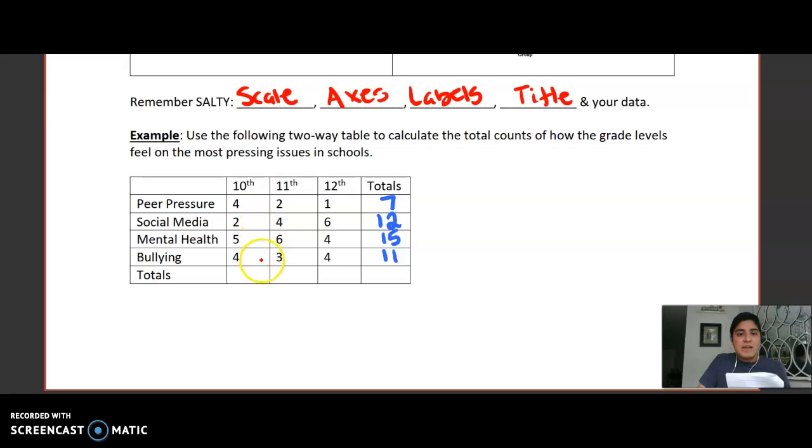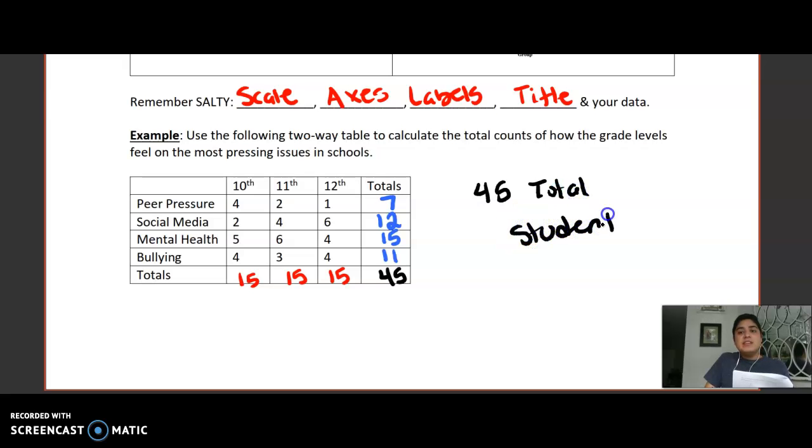4, 2, 5, 4, that's going to be 15. 2, 4, 6, 3, that's going to be 15. And 1, 6, 4, 4, that's going to be 15. So here's the cool part about it. If we did this correctly, then our total in the sample should add up. So 15 plus 15 plus 15 is 45. 7 plus 12 is 19. 19 plus 15 is 34. And 34 plus 11, you guessed it, 45. So we interviewed a total of 45 students here.